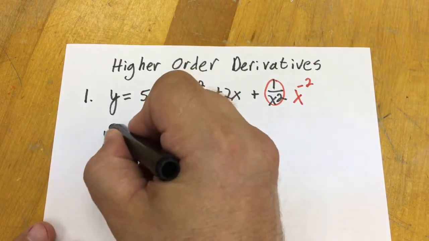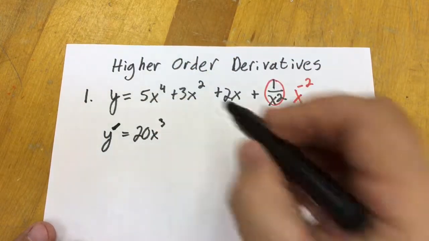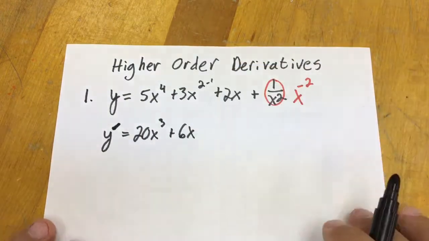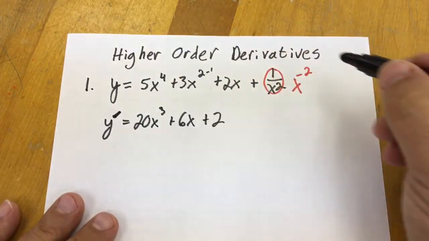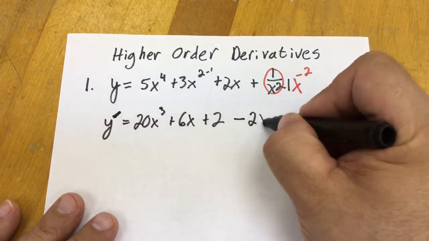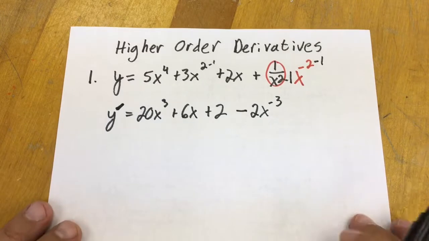So the first derivative is not too complicated. That's going to equal 20x to the third, don't forget you subtract 1. 2 times 3, that's 6x. And after I subtract 1, that's x to the first, but I don't have to write anything. And then this is just going to be plus 2. And then negative 2 times the 1 hidden out front is going to give me negative 2x, subtract 1, to the negative third. Now I'm going to find the second derivative.